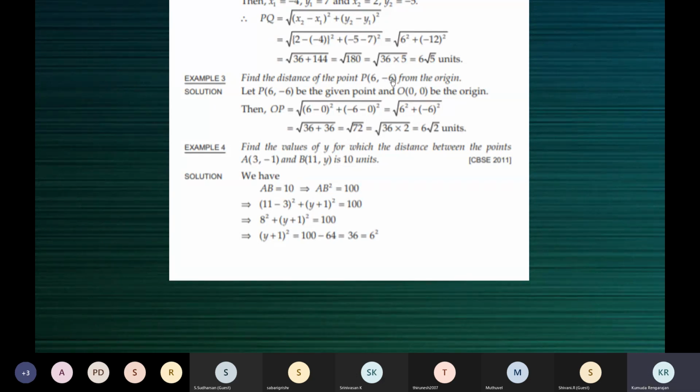So 36 plus 36. Yesterday I told you, under the square root, when you have to add two equal numbers like this, 36 plus 36, write it as 2 into 36. Don't add and write root 72. Don't write this. Write it as 2 into 36. So 36 is a perfect square. It comes out as 6 root 2. 2 remains under the square root, so 6 root 2 units.